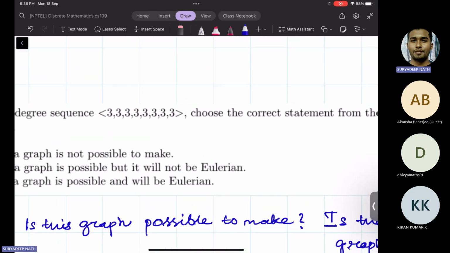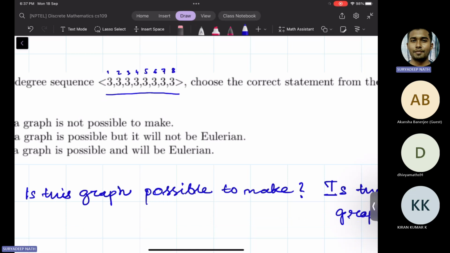Just taking a look at it, can anyone say whether the degree sequence is graphic or not? How many nodes are there? 1, 2, 3, 4, 5, 6, 7, 8. So you have 8 nodes, and they are saying it is a regular graph with each vertex having a degree of 3. So what do you think? Can it be a graphic degree sequence or not?